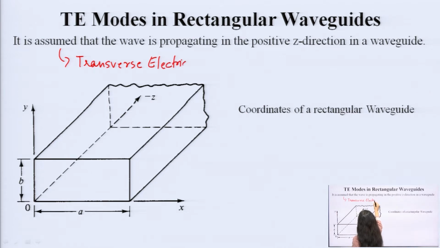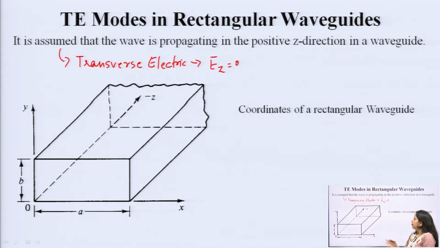And if you are recalling it, transverse electric means the electric field component will be equal to 0 in the direction of the wave propagation. That means, if we are assuming that the wave is propagating in the z direction, then the electric field component in the z direction should be equal to 0. That is, the Ez component should be equal to 0 in the case of a TE mode.